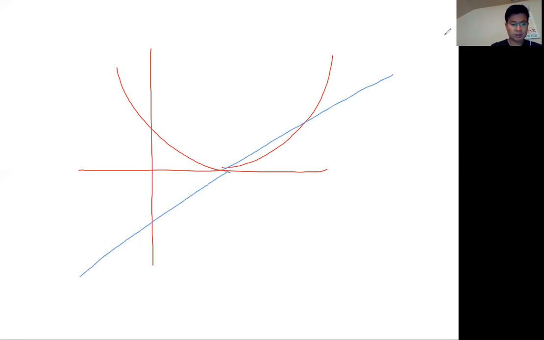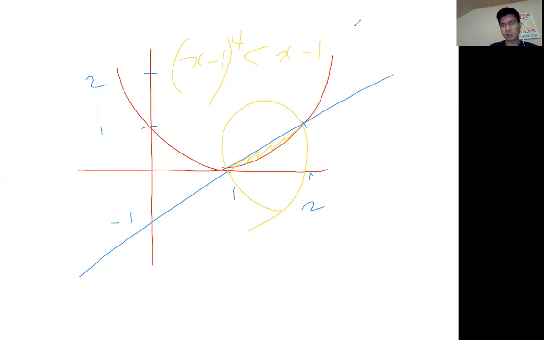Okay, this is the graph. Minus 1, 1, 2, 1, 2. The given condition, the question says x minus to the fourth has to be less than x minus 1. So the parabola has to be less than the linear. Only in this part you can see that linear is greater than parabola. So that's why it has to be between 1 and 2. So you don't need to solve anything. It's going to be just simple.